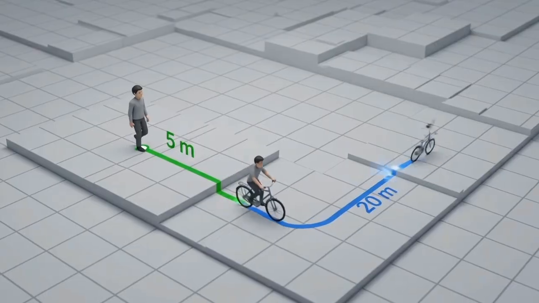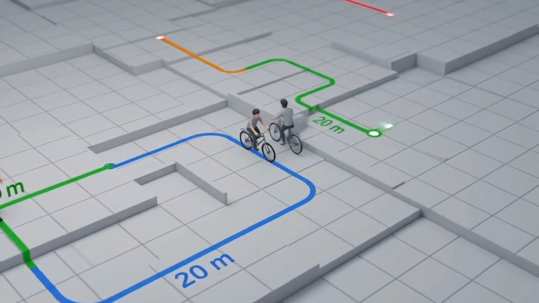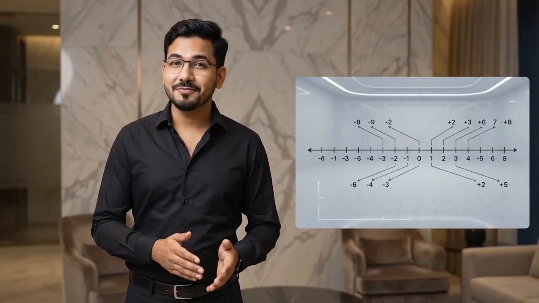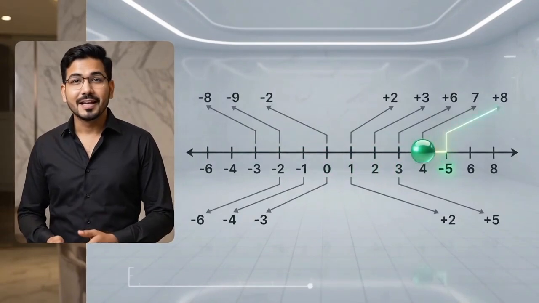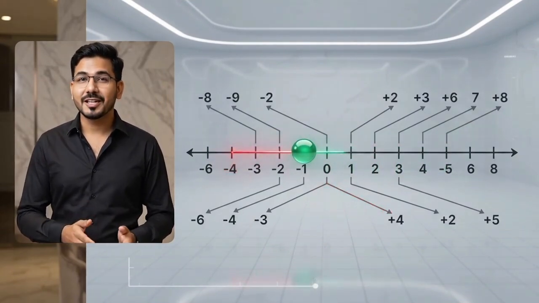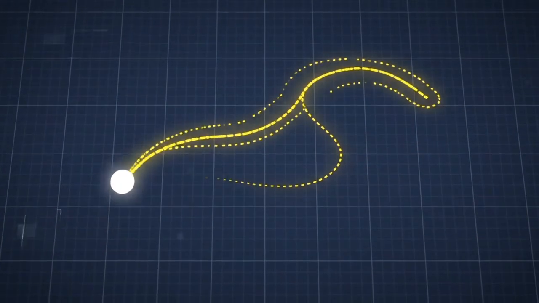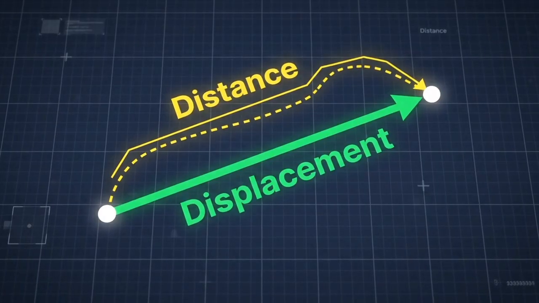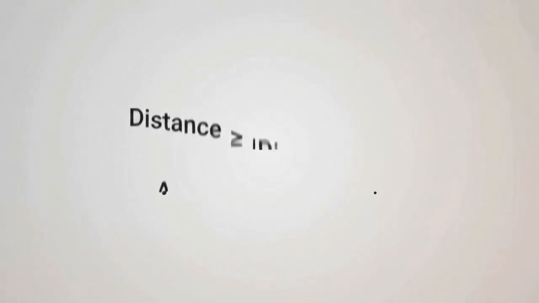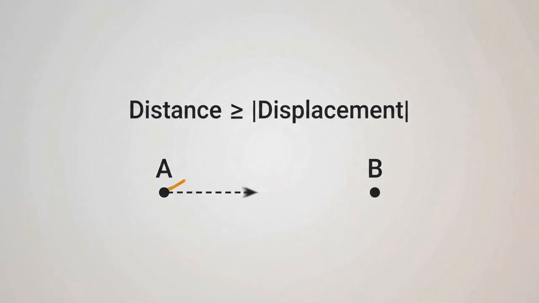Distance represents the length of a traveled path, so its value cannot be negative. Displacement can be positive, negative, or zero. This depends on the chosen direction and final position. Here you can clearly see that the traveled path gives distance, while the straight line change gives displacement. For the same starting and final positions, distance is always greater than or equal to the magnitude of displacement.